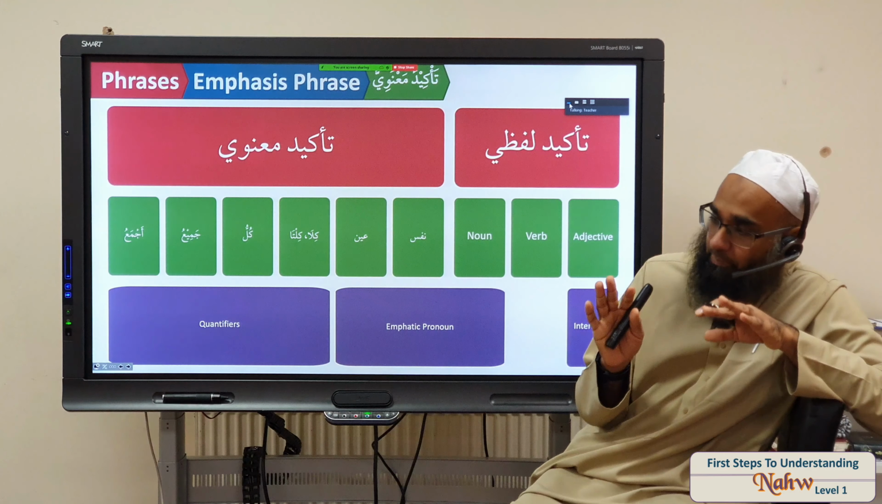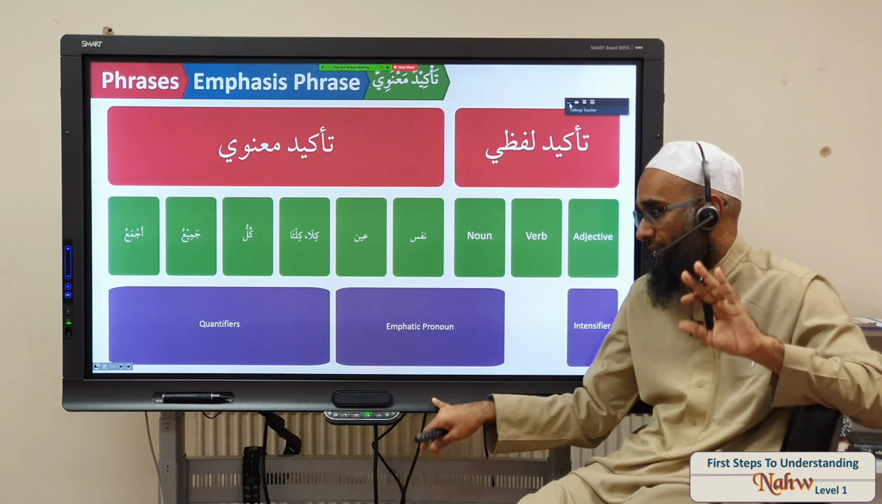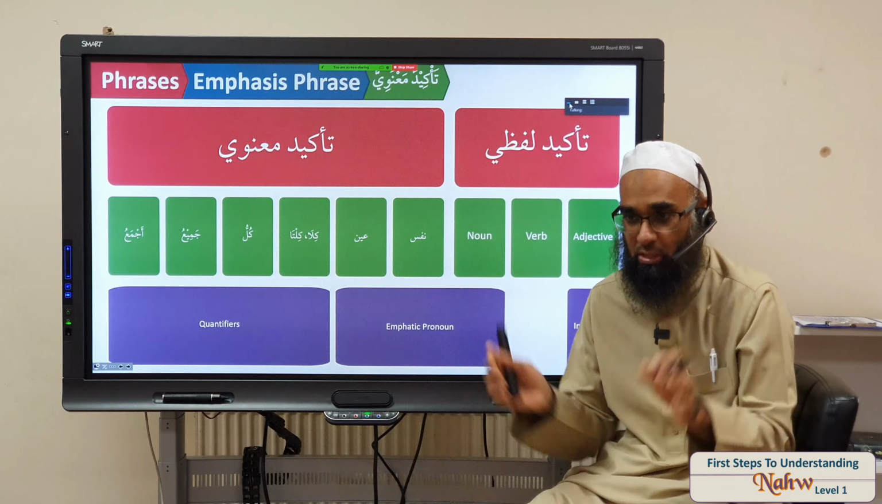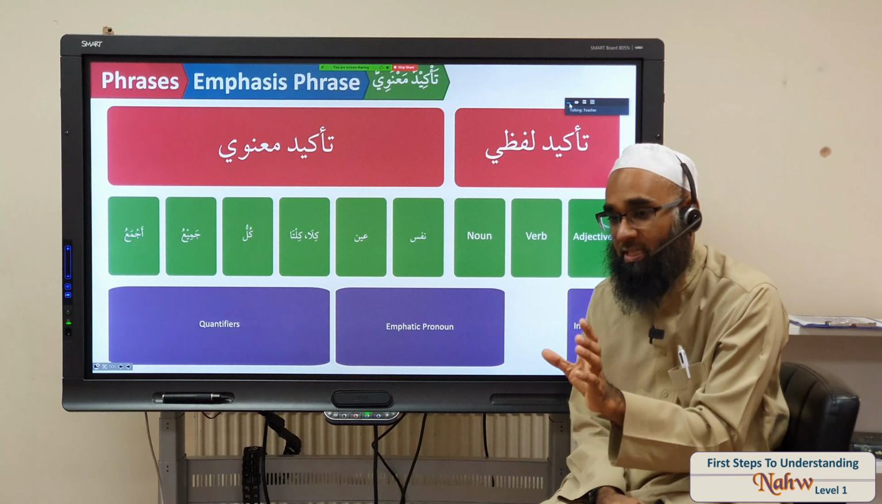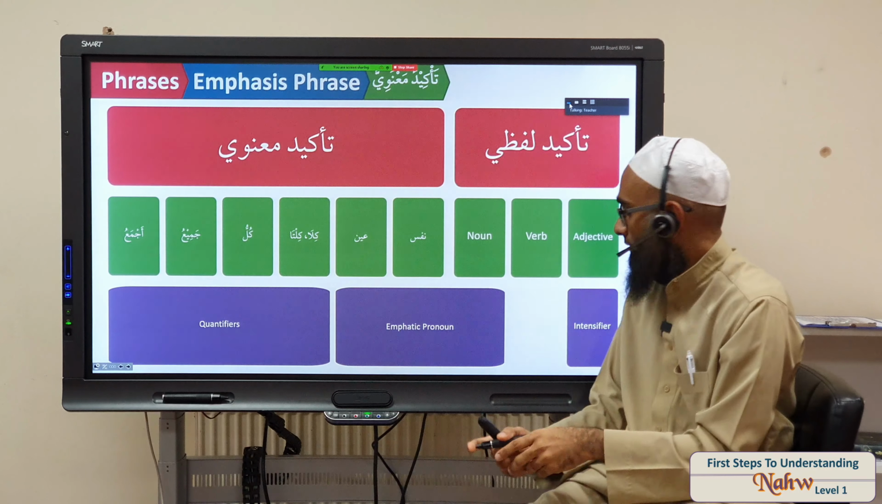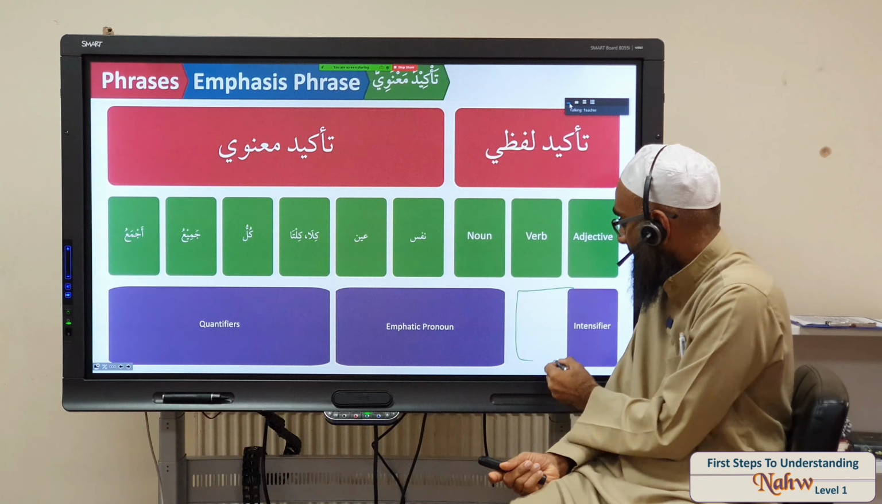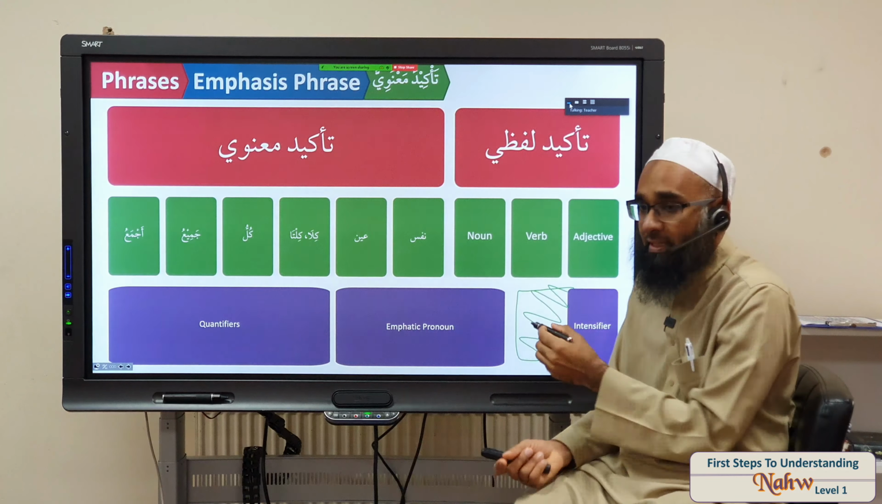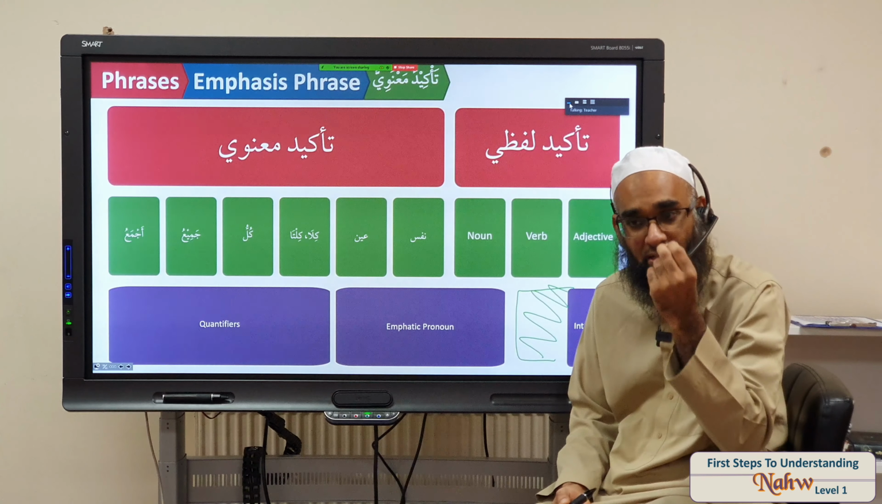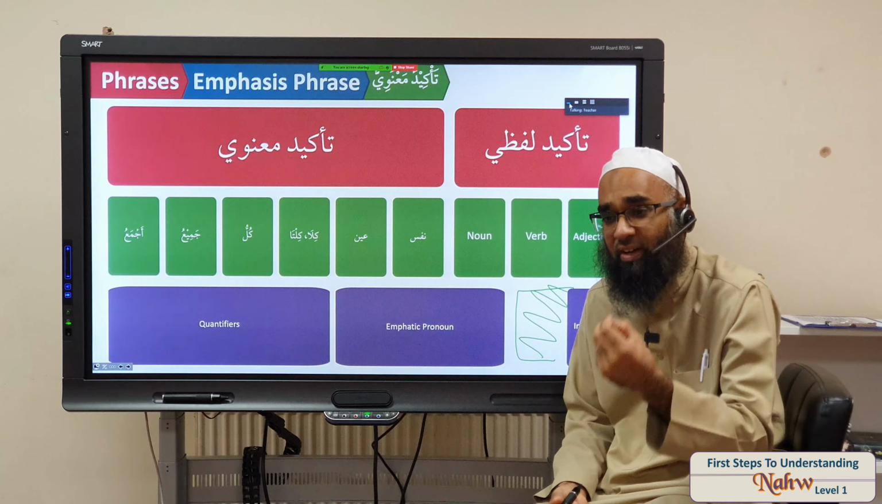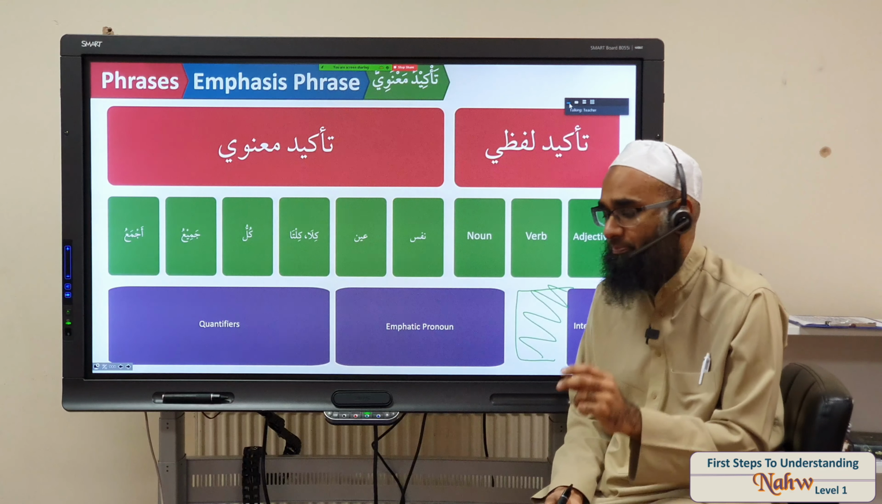So if we summarize, what do we have? Now the basics of our ta'keed is finished. A mu'akkad ta'keed structure is there to create emphasis. This emphasis can either be an intensifier. Yes, when you repeat, when you do what? If you repeat an adjective or you repeat the verb, what does it do? It intensifies the meaning of the adjective or intensifies the meaning of the verb.